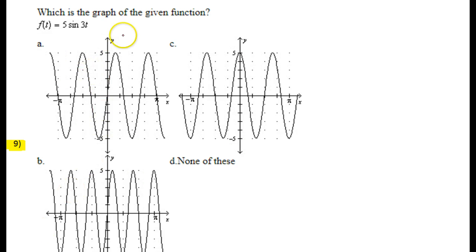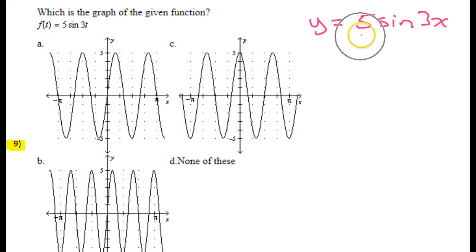Which is the graph of the given function? And the function is y equals 5 sine 3x. So I see that the a value is 5. All right, that really tells me the amplitude. So does that narrow it down? No. All of these three graphs have an amplitude of 5, up 5, down 5.